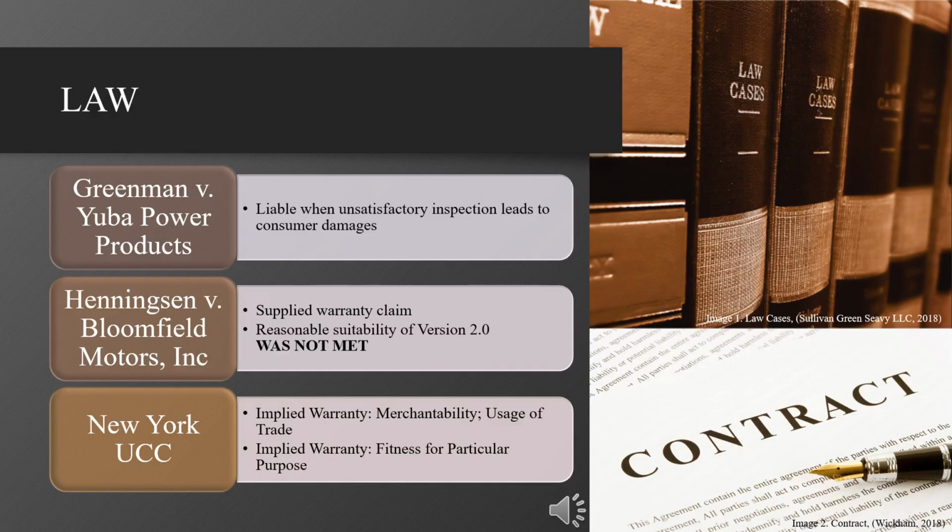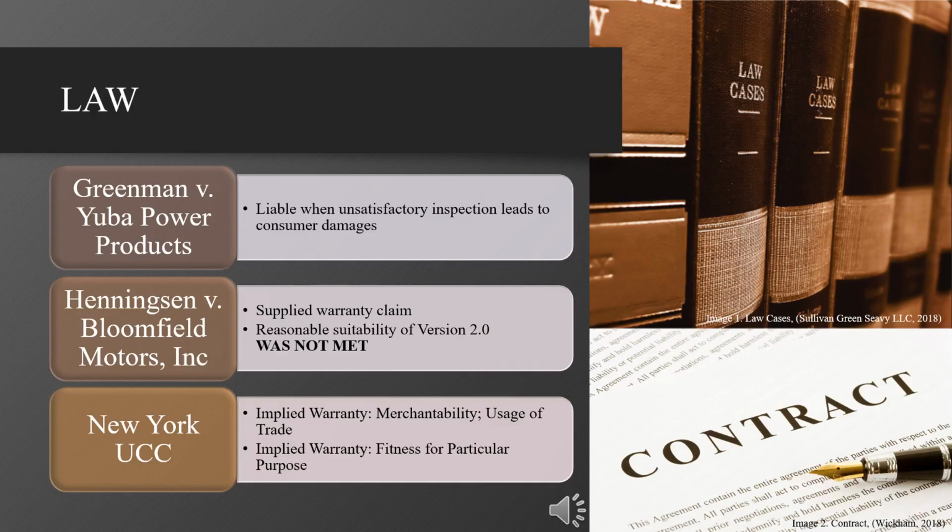In Henningsen versus Bloomfield Motors, the case law supports the implied warranty claim. In this case, FlashTrade was aware of ePenny's requirements through the contract in version 2.0. It should have provided reasonable suitability for the contract's purpose. In this case, that would include meeting transaction speed requirements. Version 2.0 did not provide reasonable suitability for the contract's purpose. This also supports the claim that FlashTrade breached their contract with ePenny.